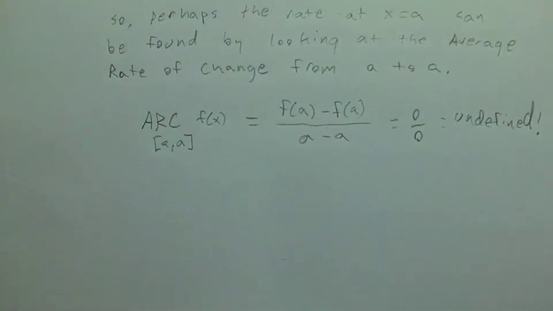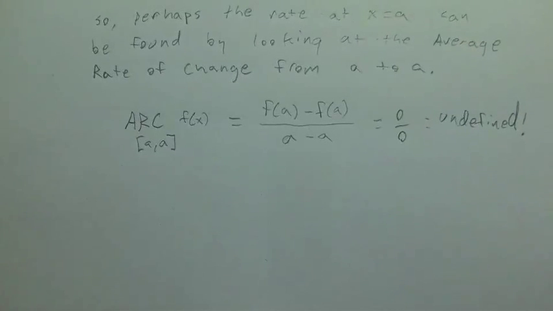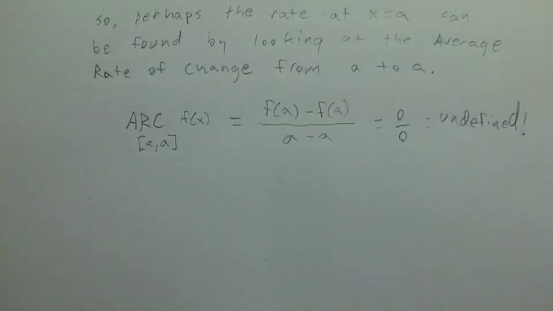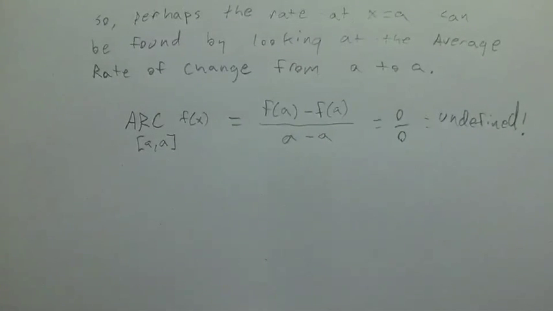Okay, so up until now, we'd be screwed, right? There'd be nothing we could do. We'd be finished. The average rate of change from A to A is undefined. But what have we done before when we had cases like this? Well, we looked at the limit.